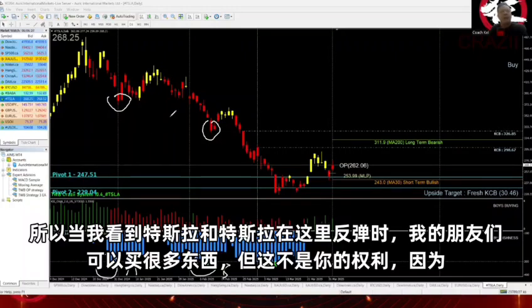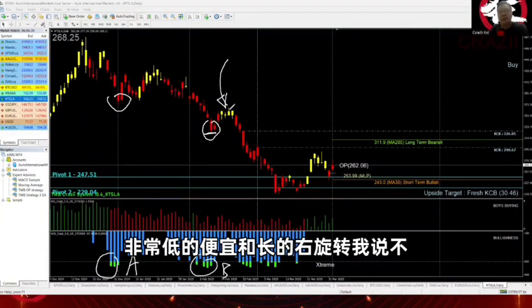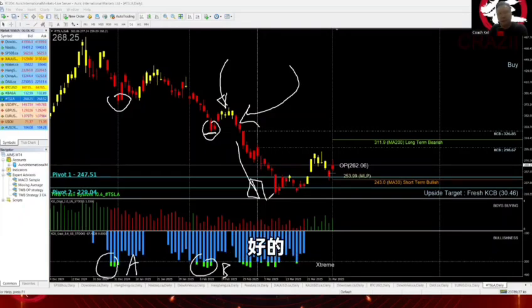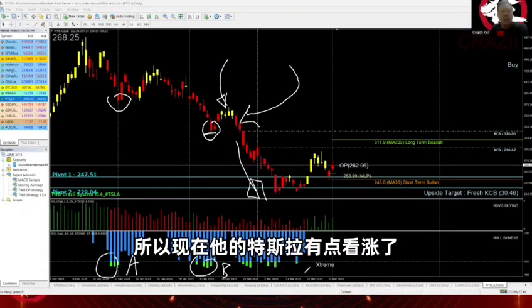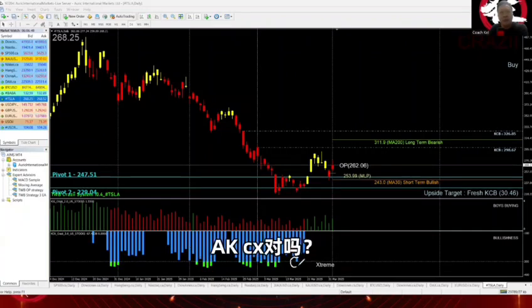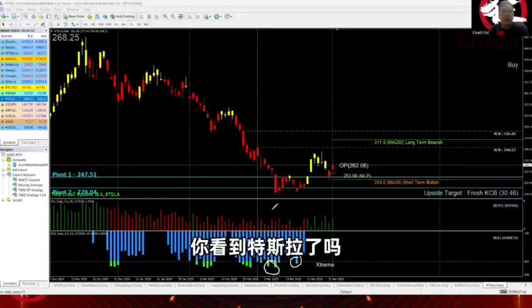So when I was looking at Tesla and Tesla was rebounding here itself, a lot of my friends said, Kel, you can buy Tesla here already, because now, wow, very low, very cheap, and now rebounding. I said, no, Tesla will fall. And that's why Tesla, ooh, you see, oh my God. Okay, so now, is Tesla getting a bit bullish? Yes. How come? You see, this one is a KCX, right? But this set here, now this is a lower set here. Do you see Tesla here?